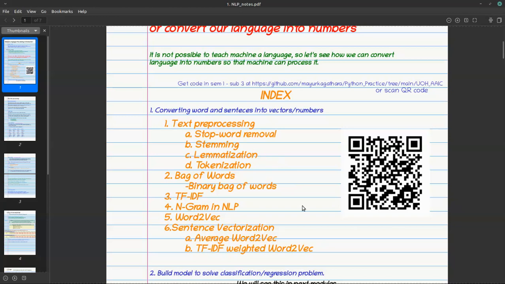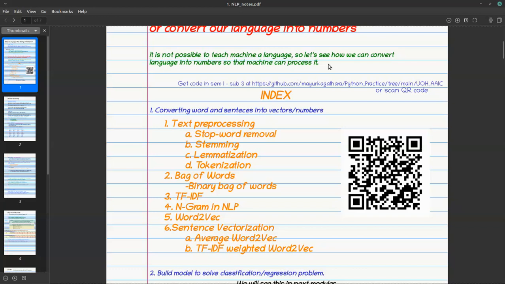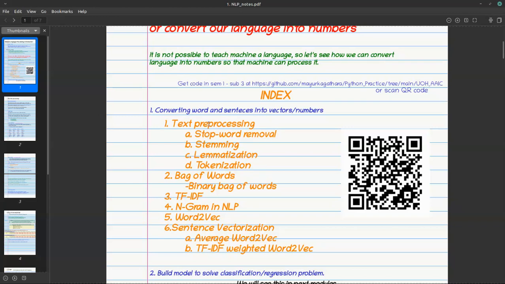In language we have so much that makes sense only to us, like is or in, some prepositions or grammatical words that have no real meaning by themselves. They make sense in the sentence, but the core meaning of the sentence lies in words like language, numbers, machine. So first we will remove all the stop words, right? This comes under text pre-processing. So the first part in NLP is text pre-processing.